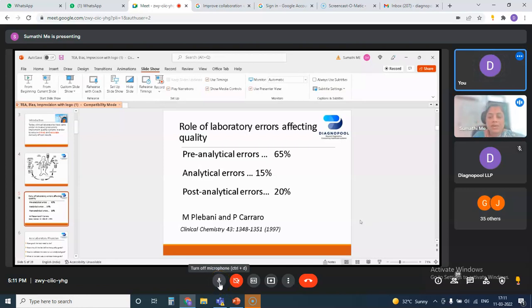Okay. So we have the pre-analytical part, which comprises about 65% of the total errors, which is a major concern in the laboratory. And analytical errors consist of around 15% and post-analytical errors around 20%.